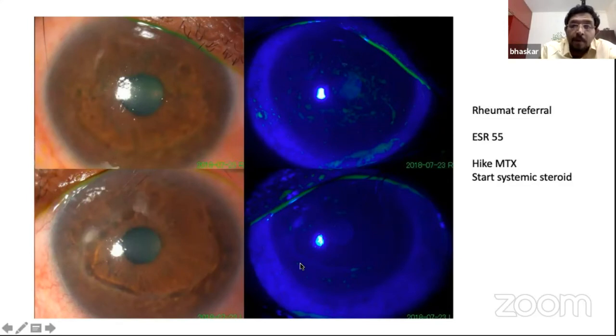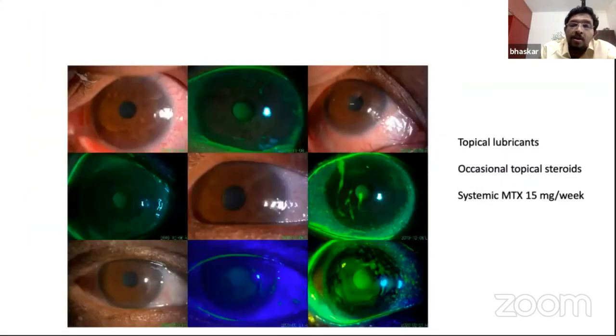She is now maintained on methotrexate. She has occasional episodes of inflammation, which gets managed with topical steroids for a short course of time. So it is important to understand that peripheral corneal melting, thinning, sterile infiltrates, scleritis, all these indicate that your systemic condition is not under control. And you need to be very clear to the rheumatologist that you want them to increase the systemic immunosuppression, because otherwise their eye will go for a toss.